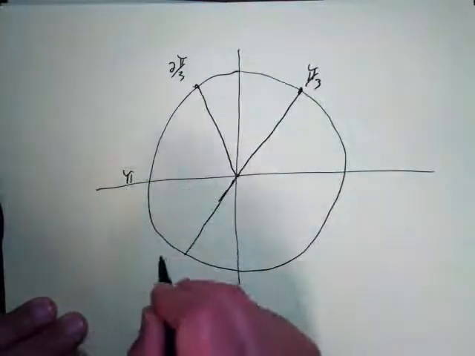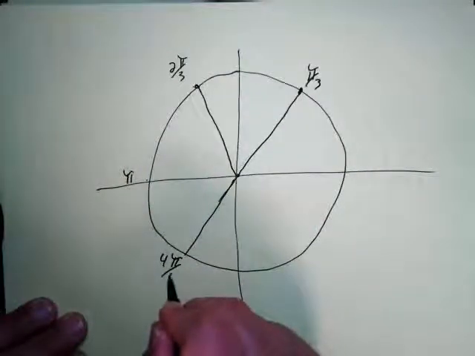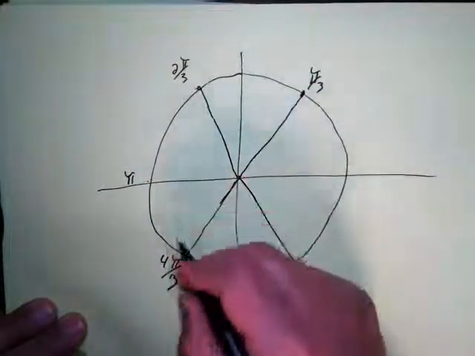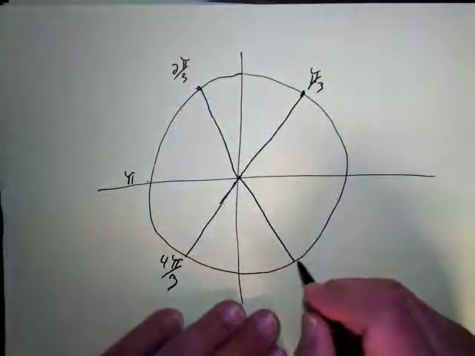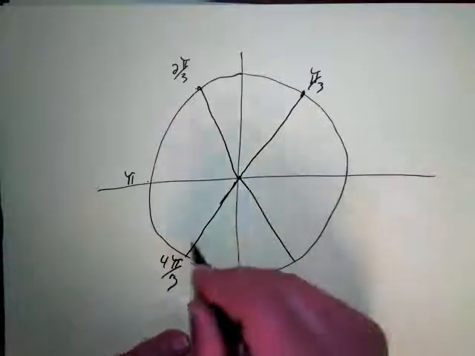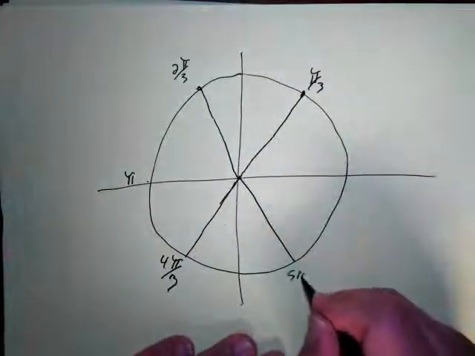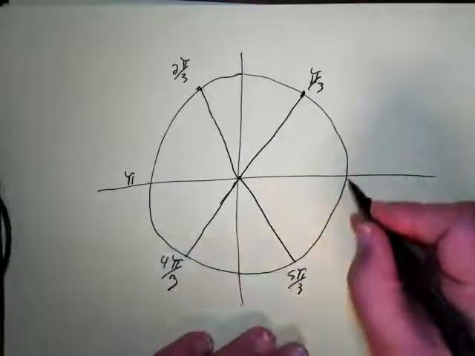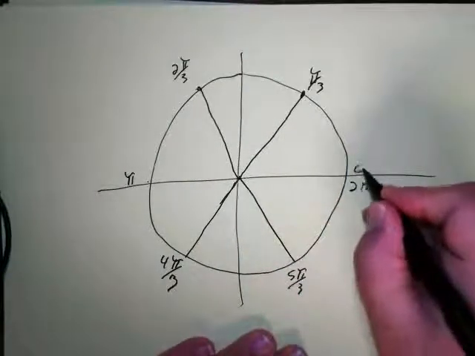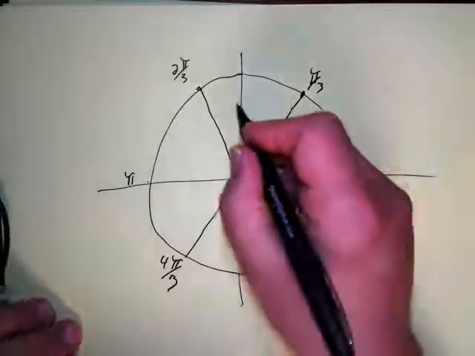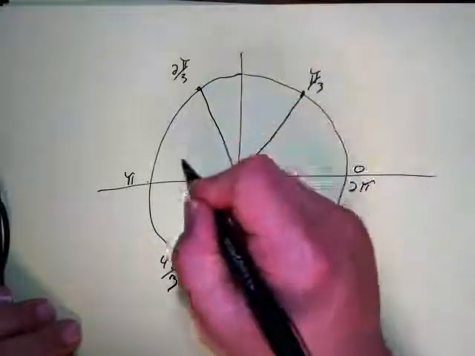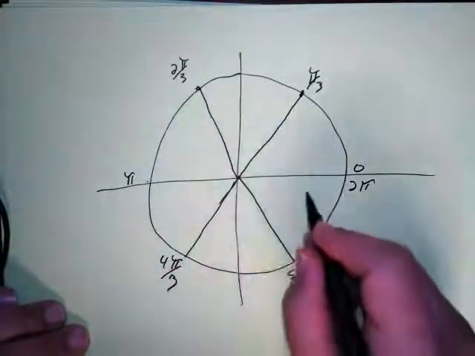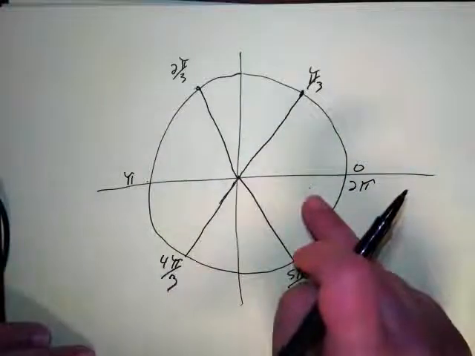So 3 pi over 3 plus 1 more would be 4 pi over 3. Then if I go another pi over 3, this would be 5 pi over 3. And then if I go another one, I'd get 6 pi over 3, which is 2 pi. So there's 1, 2, 3 pi over 3 on the top half of the circle, and 1, 2, 3 pi over 3 on the bottom half of the circle.